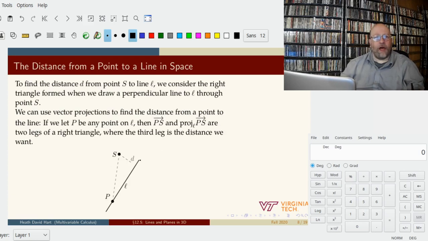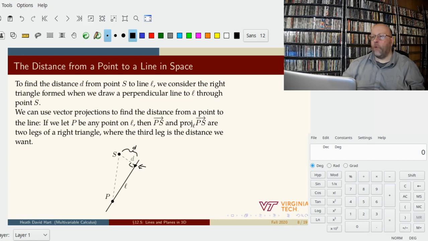So let's say we have this line L, and we know how to write equations for that line now. And we have this point S, and we want to find the distance from the point to the line. Well, the distance is the shortest distance, which is the distance that would form a right triangle here. And there are a couple of ways of calculating this distance. If we knew what this point here was, we could just use the distance formula. But the chances are we don't know what this point is.